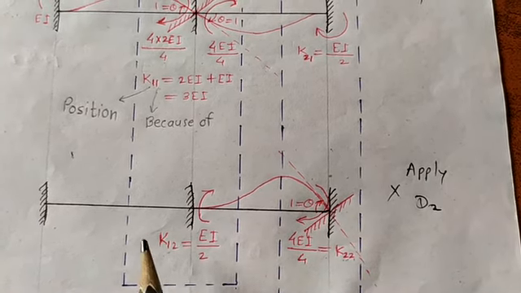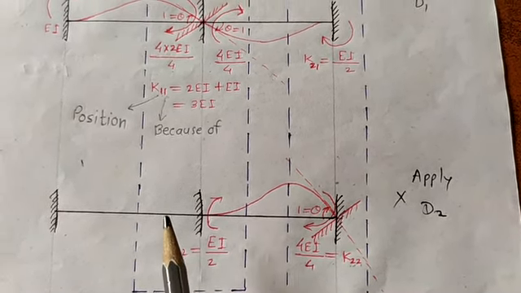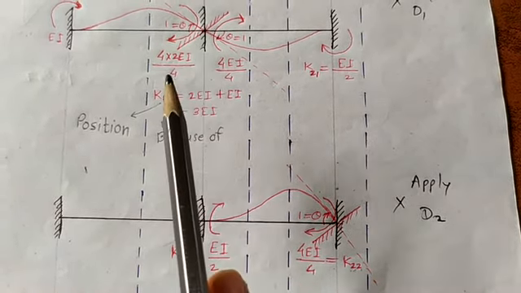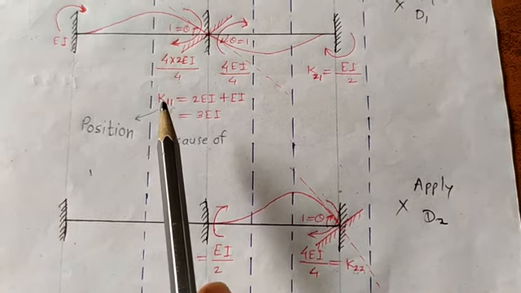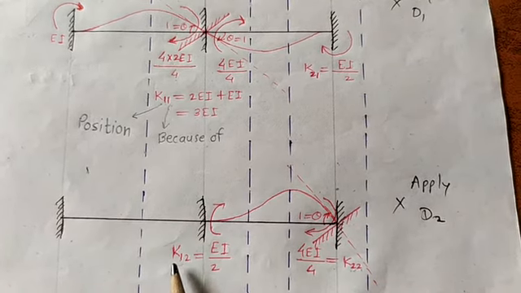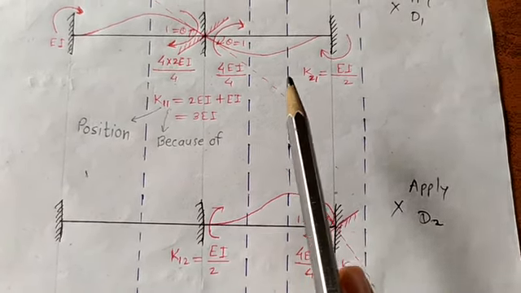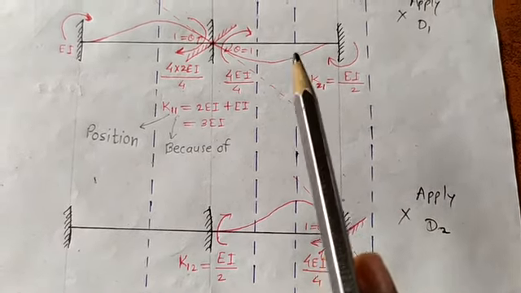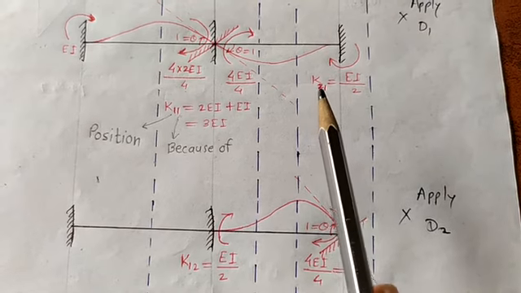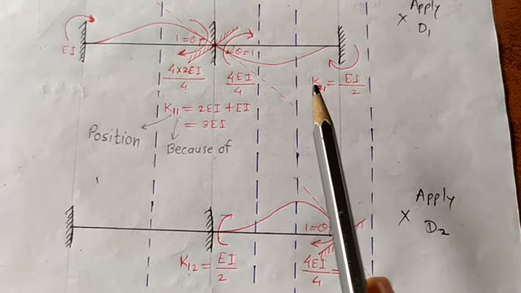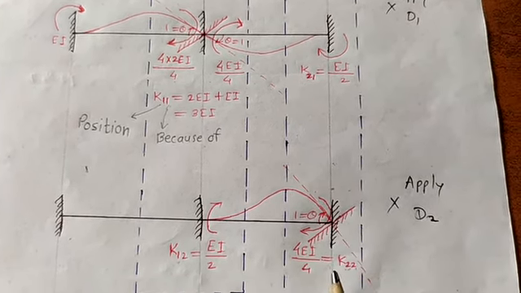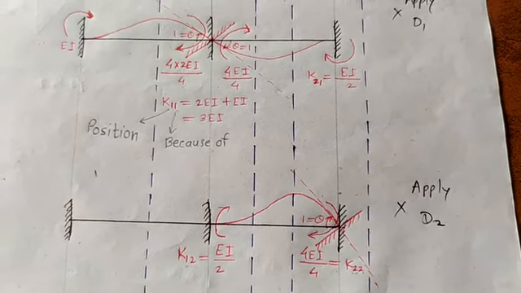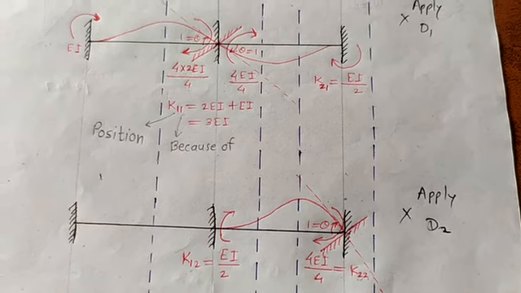The first alphabet stands for the position. Here B is the first position, that's why I have written 1. C is the second position, so for this part the first alphabet is 2. Here also the first alphabet is 2. So this way we can form a stiffness matrix.